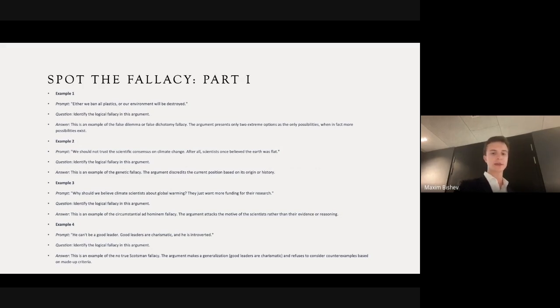We should not trust the scientific consensus on climate change. After all, the scientists once believed the Earth was flat.